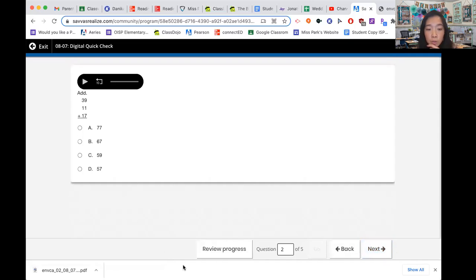Question number 2. We've got 39 plus 11 plus 17. I want to make a 10. So I know that 9 and 1 make a 10. And then I'm just going to add the 7. And 10 plus 7 is going to give you 17.